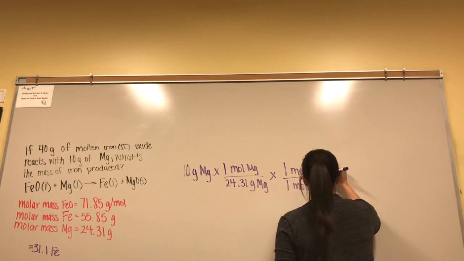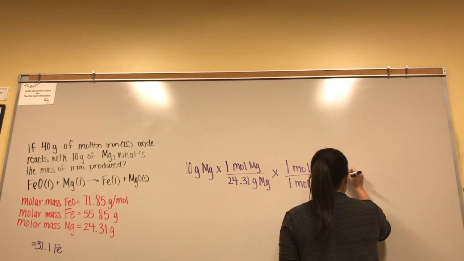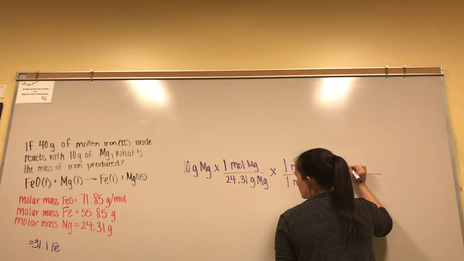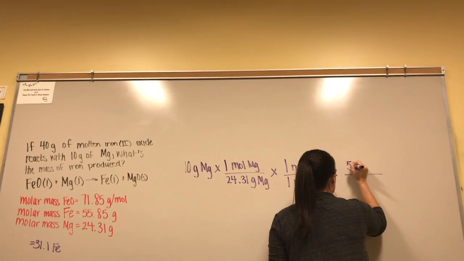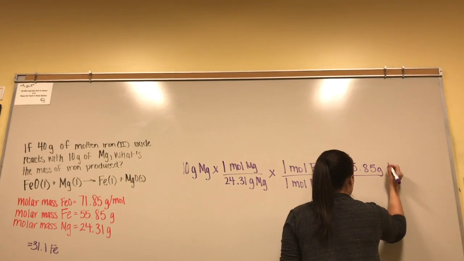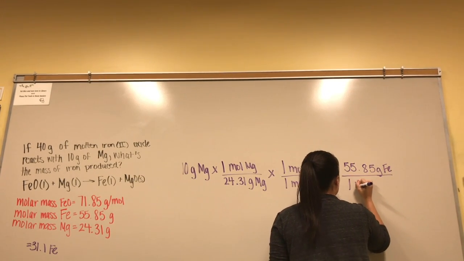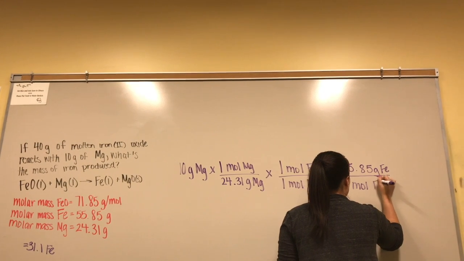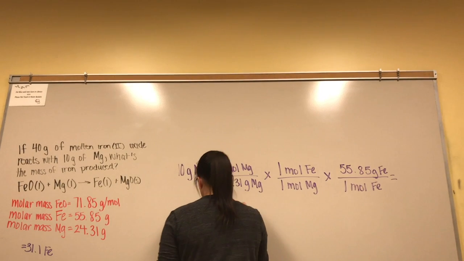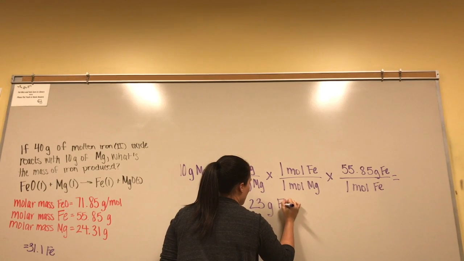And then to cancel out the moles of iron so that you're left with the mass of iron, you do the mass of iron, which is 55.85 grams, over 1 mole of Fe, and you're going to be left with 23 grams of Fe.